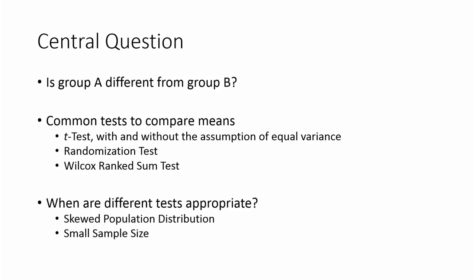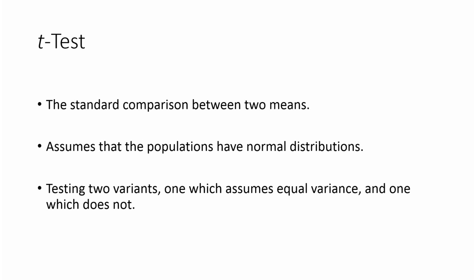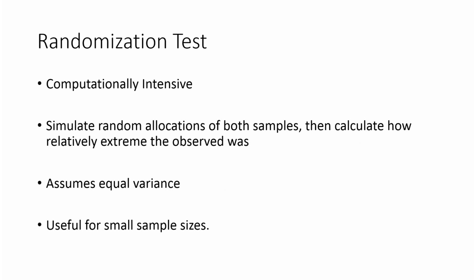I'll be looking at the effect of skew from the population on the power of each of these tests across a range of sample sizes. The t-test is a standard comparison between two means in many fields. It assumes that the populations have normal distributions, and there are two variants which I'll be looking at, one which assumes equal variance and one which does not.